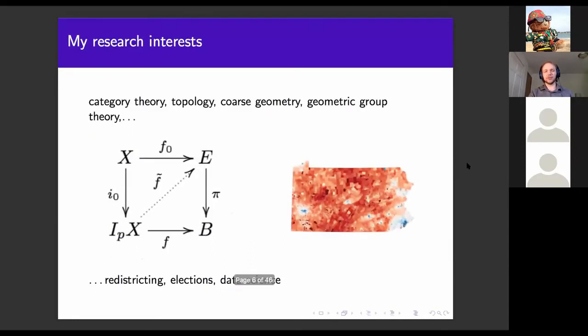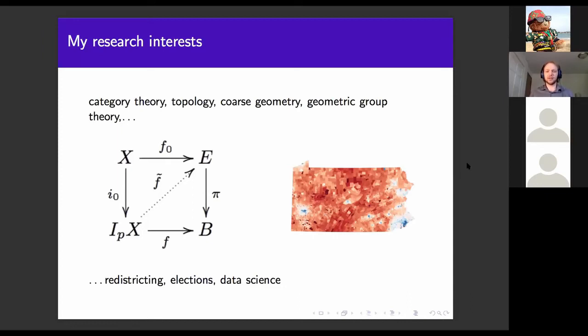Anyway, so what are my research interests? Well, category theory, topology, coarse geometry, and geometric group theory. These are all my pure math interests. Don't worry if you don't know what those words mean. A quick summary is that it's the study of spaces, except category theory is kind of the study of the study of spaces. It's sort of an overarching structure.